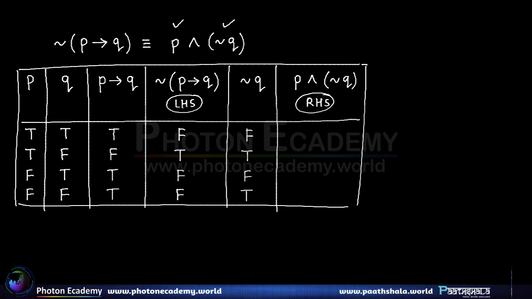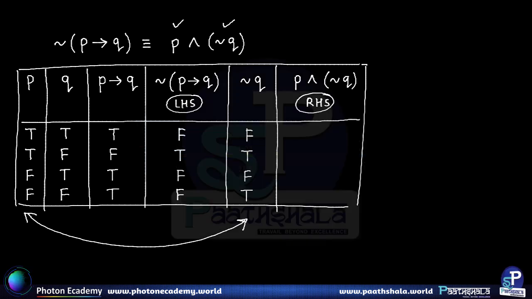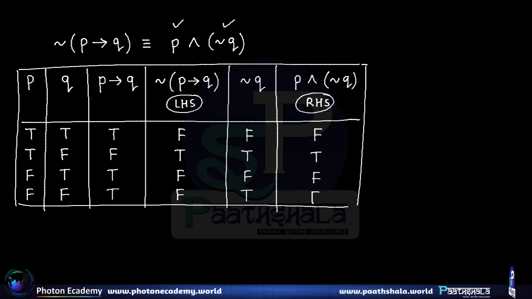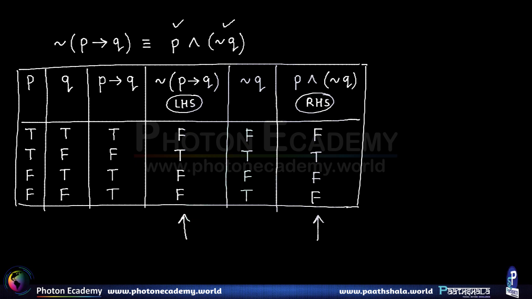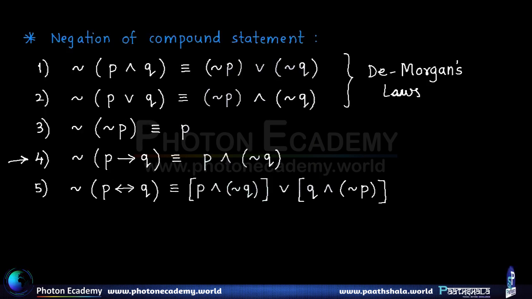And now we AND the column of P and negation Q. So we have to do the ANDing of P and negation Q. That gives us F, T, F and F. So now if you compare the LHS and RHS columns, you will see that they are exactly the same term by term. So therefore that proves the required negation. So just going back, we can prove all the remaining negations in a similar way with the help of truth tables.